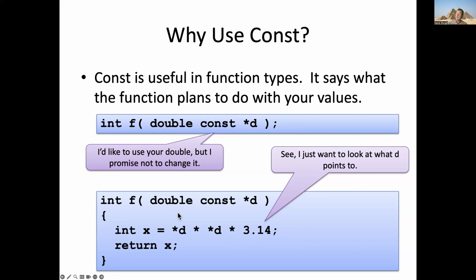I can still use that pointer. So down here, I made up some code for computing the area of a circle given a radius. So D is a pointer to a double. So whenever I want to get the double it points to, I have to dereference it. And then I multiply that by another copy of whatever it points to. So there's a lot of stars here. These two are doing dereference. This one's doing a multiply. And I'm multiplying by an approximation of pi and returning that. This works just fine.